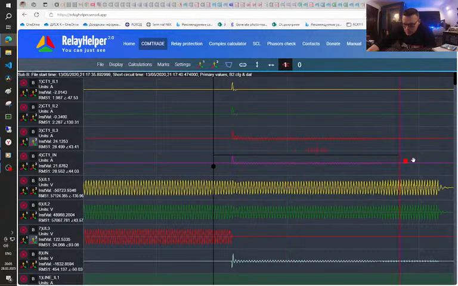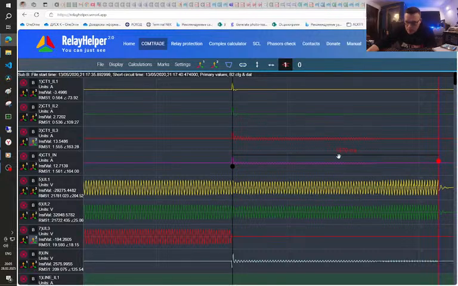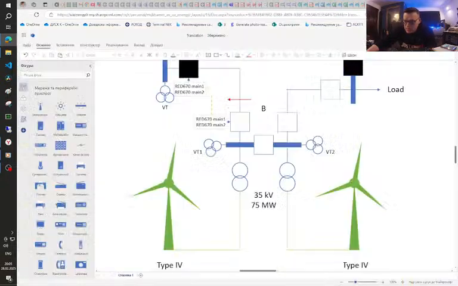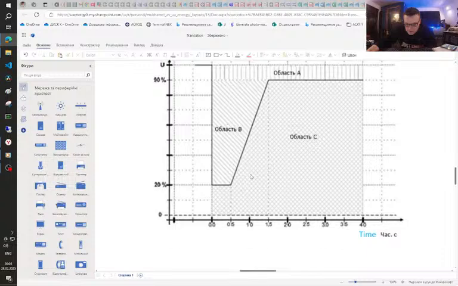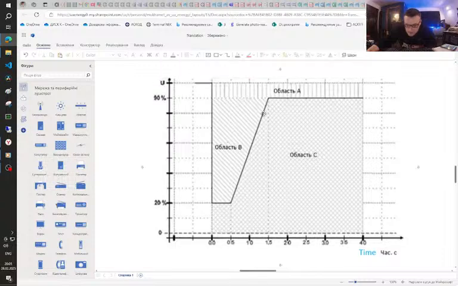And why do we have such a time? This is like 1.5 seconds. So let's return to this picture. And this is like a border of 1.5 seconds, after which time the wind farm has to be switched off from the grid.